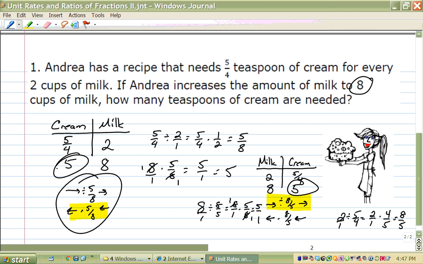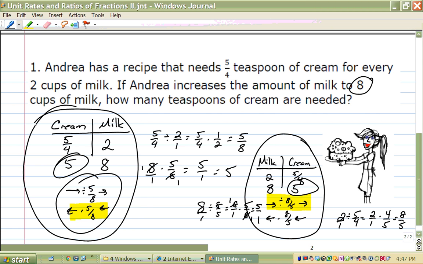Because it works. The point is you're looking for a constant value. Remember that constant value? It doesn't matter how you set it up as long as you follow your rule. If I set it up like this one, going from left to right, I'm dividing by 8/5. Going from right to left, I multiply by 8/5. If I go by this table here, from left to right, I divide by 5/8. Going from right to left, I multiply by 5/8. It doesn't matter. You just have to follow whatever it is that you set up.